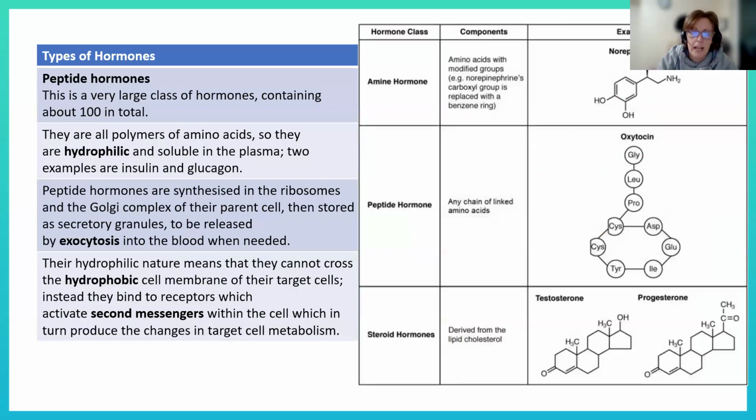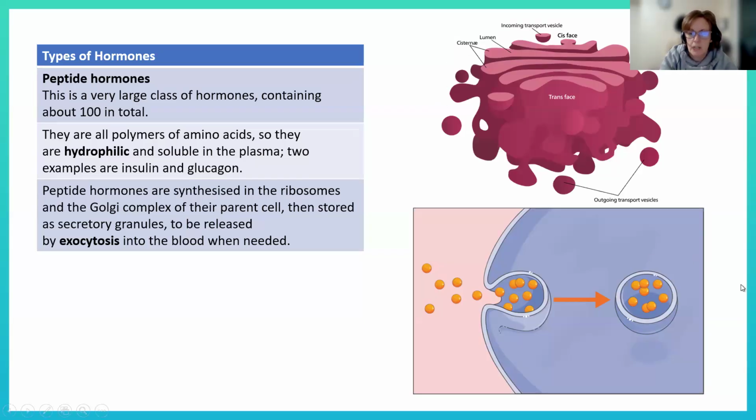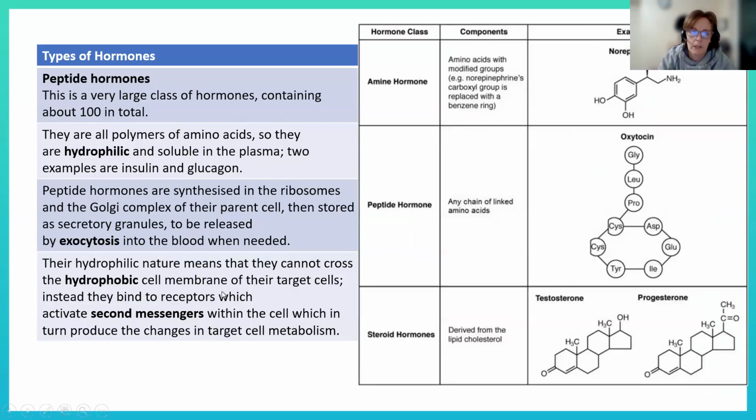From the cell using exocytosis. That actually shows endocytosis. I've put the wrong one there. That one shows it coming into the cell. But if you imagine that arrow's reversed, it then goes out of the cell. And they can be released then into the blood to move around the body wherever they're needed.